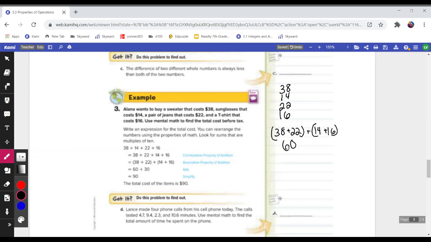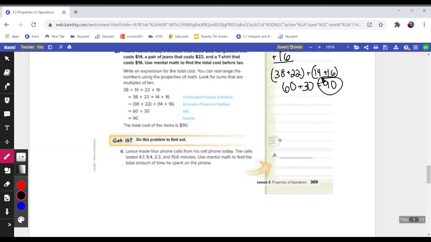So that gives me 60. Plus 14 and 16 add up to 30. 60 plus 30 gives me 90. So adding them in a different order allowed for addition to happen easier. So it's going to be a total of $90.